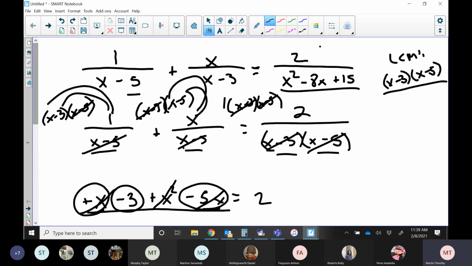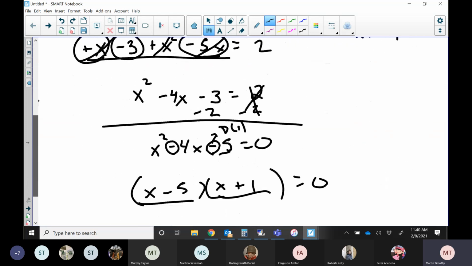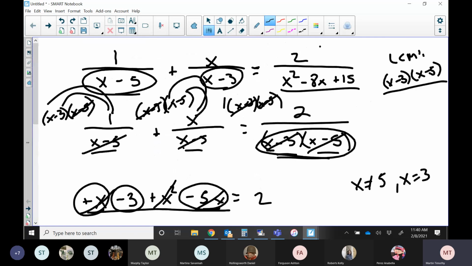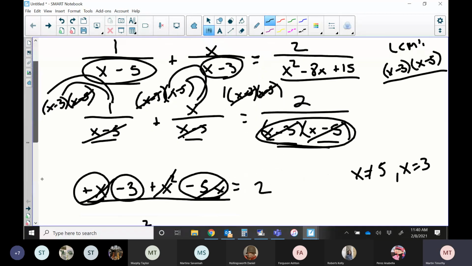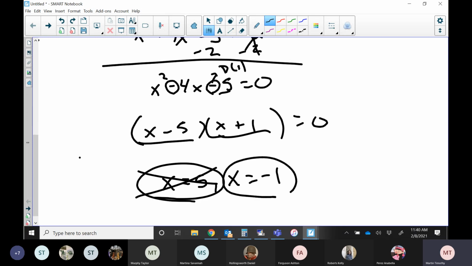And what do I notice about this? One of my exclusions is x is not allowed to equal 5. The other exclusion is x can't equal 3. Those are the same here. There's no new ones over there. So what do I know? This one says that x equals 5, which we knew is one of our exclusions. So we throw that answer out. That is called an extraneous solution. So this would actually be only our answer.